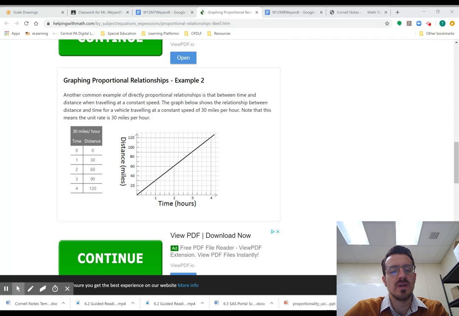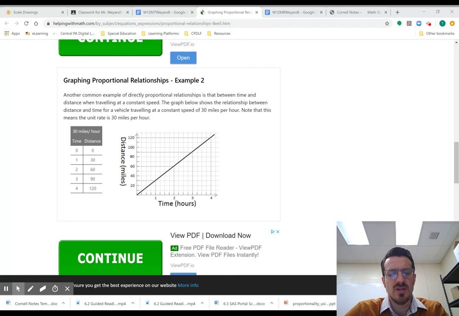The first thing is that it needs to start at its origin, the starting point. If my time is 0, then my distance should also be 0. If I see a 0, 0, I know that I'm starting at my origin, and that's the starting point to a proportional relationship.